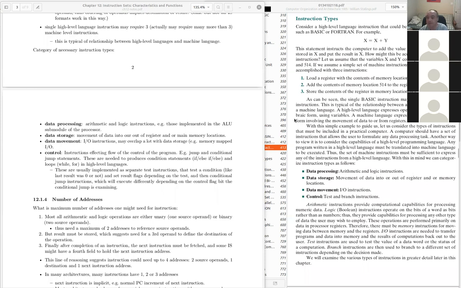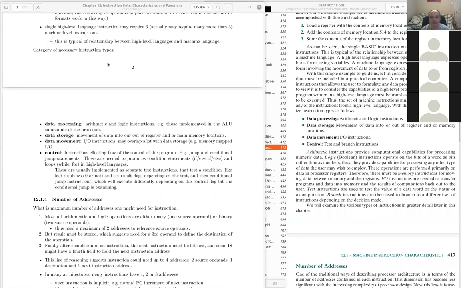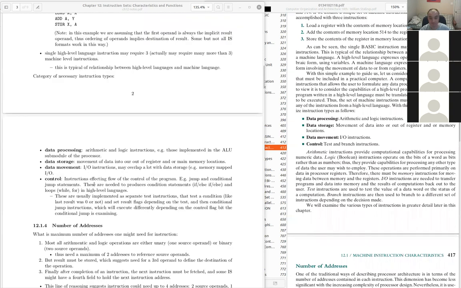I think we'll talk about these some more in a bit, we've talked about these before a little bit. But you can categorize the necessary instruction types that most instruction set architectures have into four broad categories. Data processing are the ones that you most typically think of as instructions. Those are your arithmetic and logic instructions, implemented in the ALU, which we talked about in a previous chapter on computer arithmetic. Those are adds and subtracts and logical ands and ors.